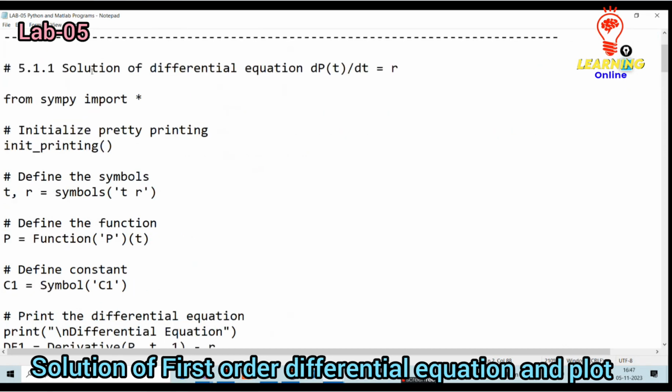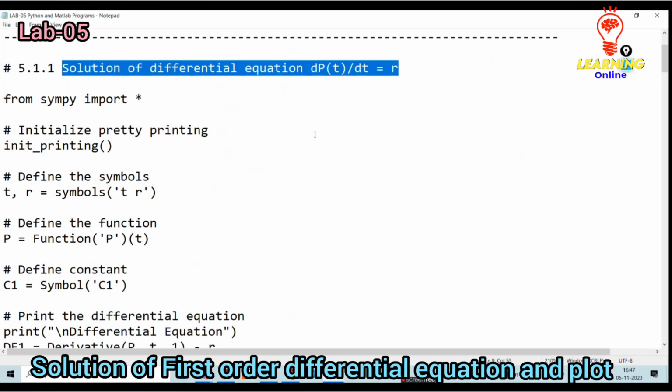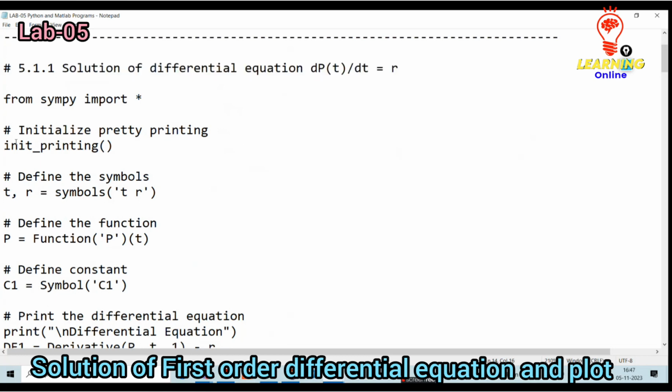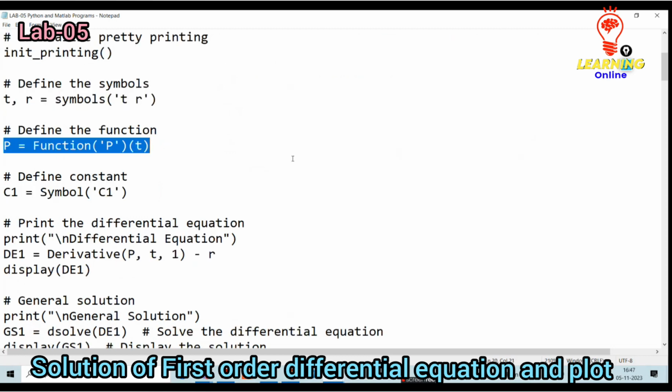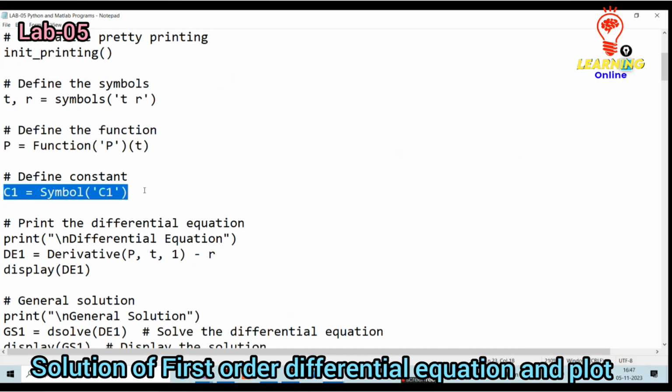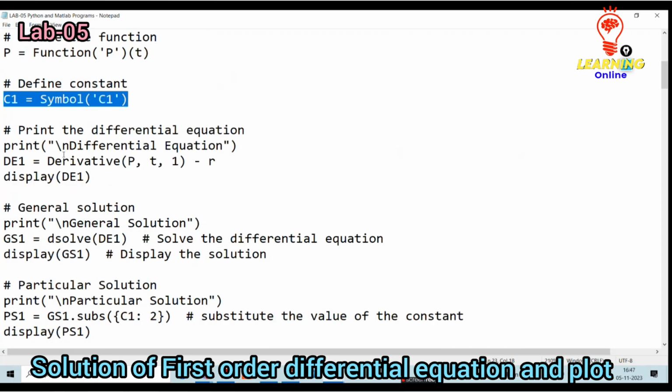The first example is to get the solution of the differential expression dp of t with respect to t, which is equal to r. I need to initialize the printing function, init underscore printing, to display the output. Then define the symbols t comma r, that is, t and r are symbols. Then p is a function of t. C1 is equal to Symbol of C1.